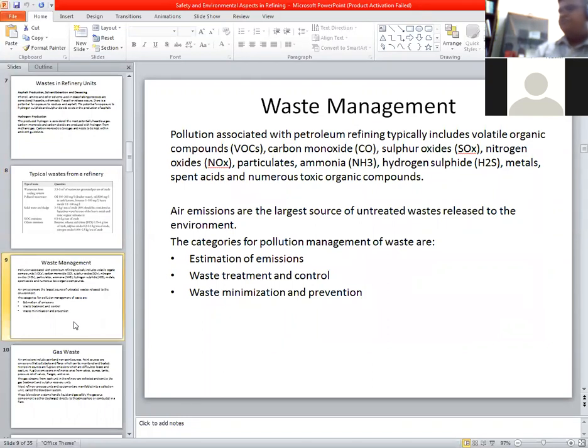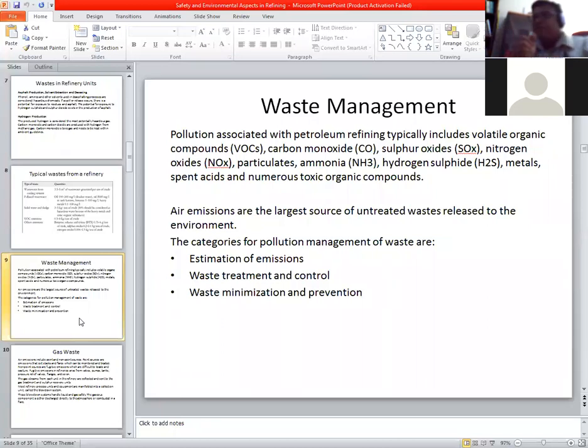Okay, now we'll see. So we have learned what the wastes are, what wastes are produced, what the quantities are also, and in each unit, what emissions are released to the environment. Now we have to go through how we can do waste management. So how we can deal with this waste. So waste management, there are three categories in waste management.